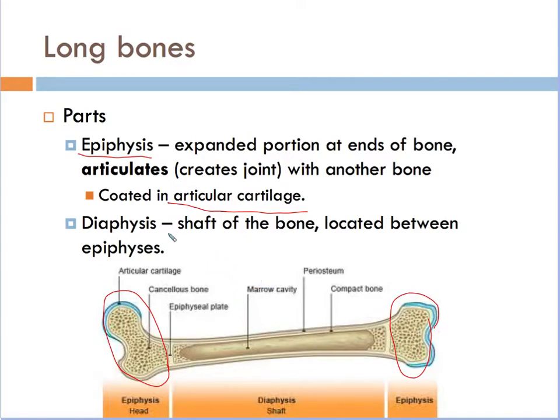In between your 2 epiphyses, you have what's called a diaphysis. Dia means between. So think of a diameter as between, or the distance across a circle. There's 1 point, 2 points, with the diameter in between, and the diaphysis is in between. So this is the shaft of your long bone, called your diaphysis.